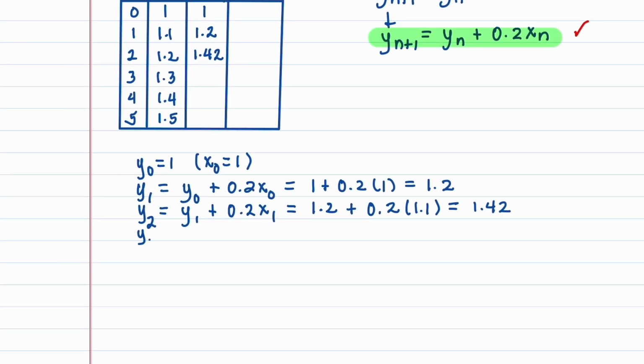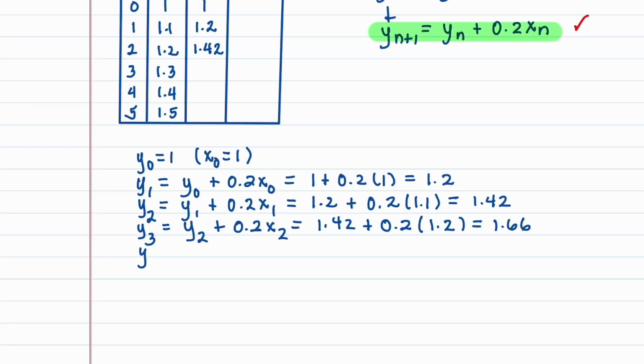Now we're going to compute y3. It is equal to y2 plus 0.2 times x2. y2 was 1.42. And then we multiply 0.2 times x2, which is 1.2. And we get a value of 1.66.